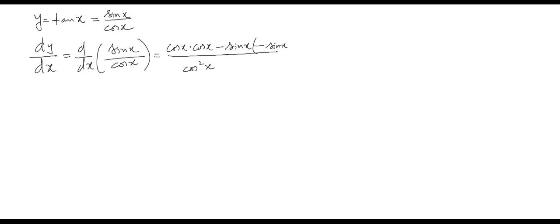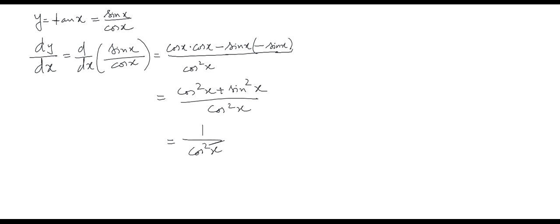So this will look like cos square x plus sine square x, divided by cos square x. So that will be 1 over cos square x. This is what we write as secant square x.